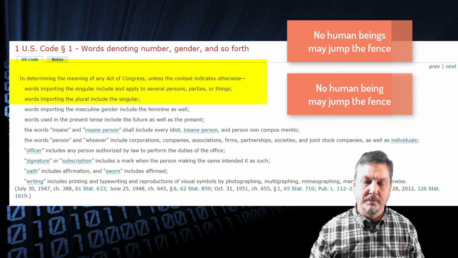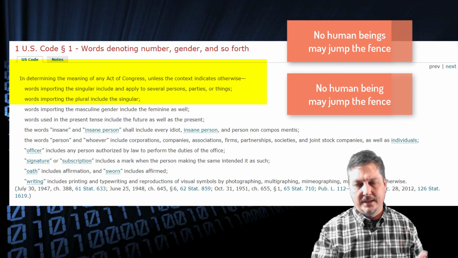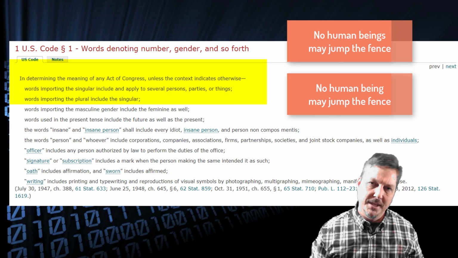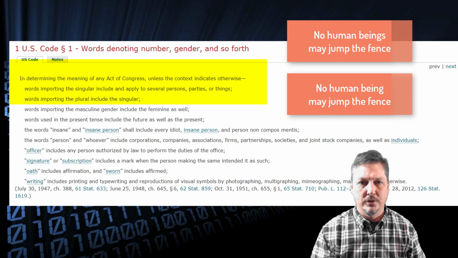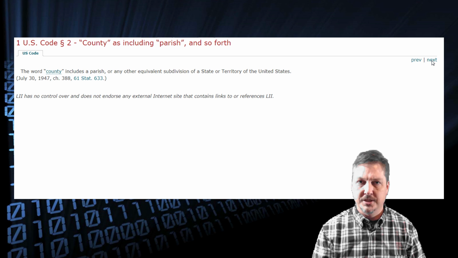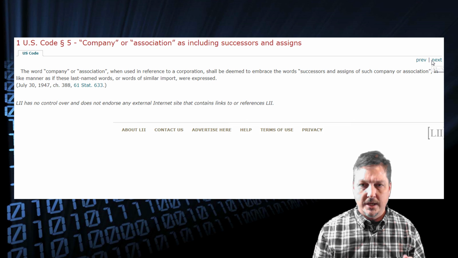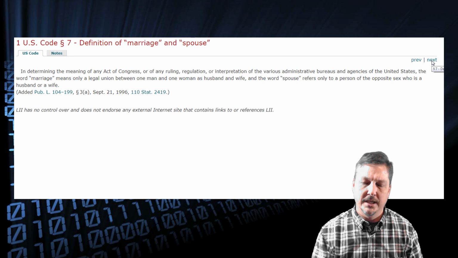No human being may jump the fence. That's phrased in the singular. Well, again, under the Dictionary Act, that means if it's 5 human beings altogether jumping the fence, they're still each culpable, right? So you can see why that rule is there and how it works. As I mentioned, there are other parts of Title I that have specific definitions. So you'll want to look through sections 2 to 8 of Title I, and you'll see some specific definitions and why they're there and what they relate to.